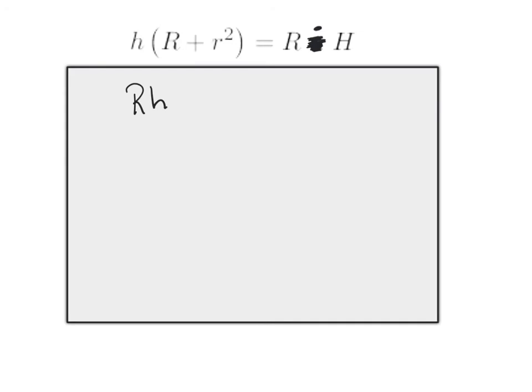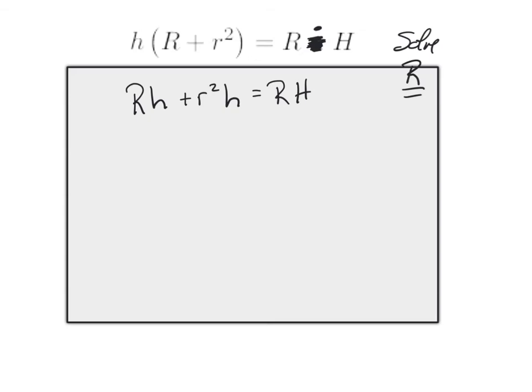Capital R h plus r squared h equals capital R, capital H. Also, I didn't tell you what we need to solve for. I want you to solve for capital R. All right? Now that it's simplified, I'm going to ask myself the 3 questions.